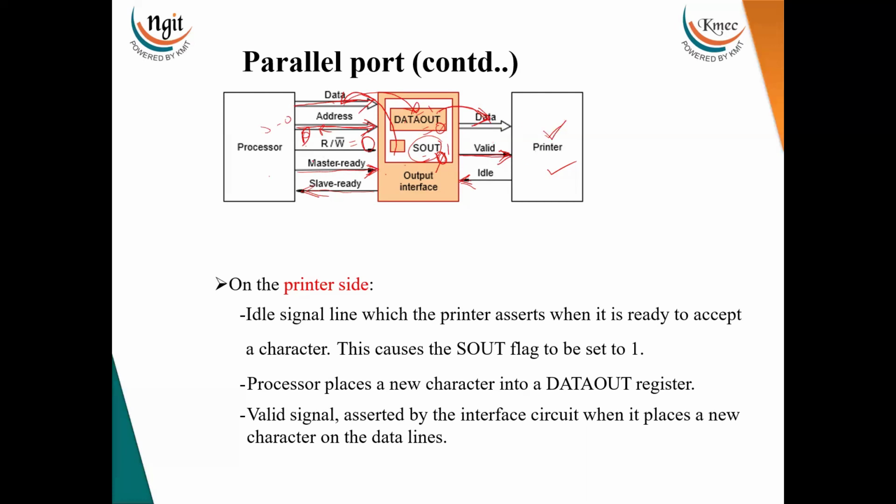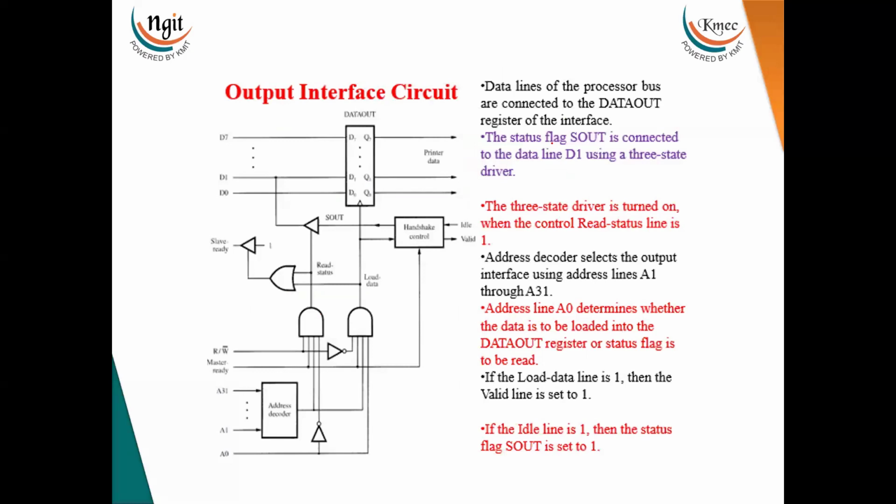Now this is how the processor is sending the data to the printer. The same analysis we will try to do using the circuit diagram. Now this is the output interface circuit diagram. It is almost like the input interface circuit diagram.